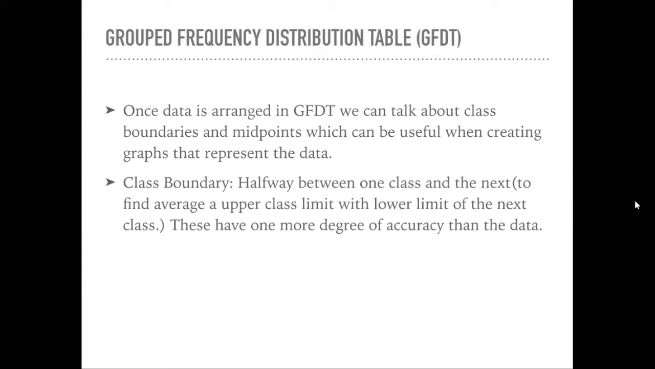Your class boundaries will then end up with one more degree of accuracy than your data. So if your data is accurate to a whole number, then your class boundary will be accurate to one decimal place. Your class midpoint is going to be the average of your values in your class. So you're going to average your lower and your upper class limits. And when I say averaging your upper and lower class limits, I'm saying add them together and divide by 2.